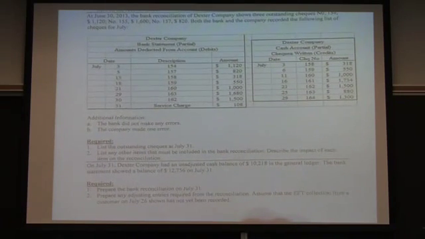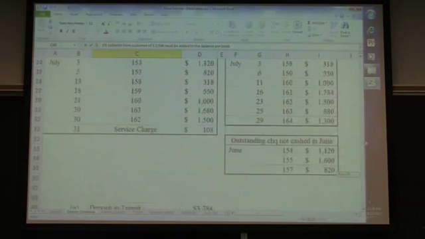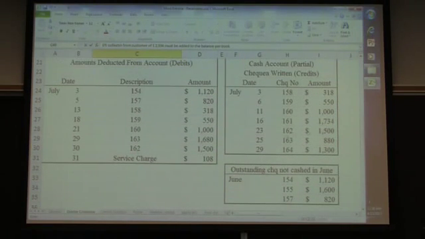So the question is asking you to list any outstanding checks at July 31st, and also list any other items that must be included in the bank reconciliation, and what is the impact to the bank reconciliation. So we can go back up here and take a look at the difference of the two. These are the checks that have been outstanding since last month, and these are the checks that were written by the company this month.